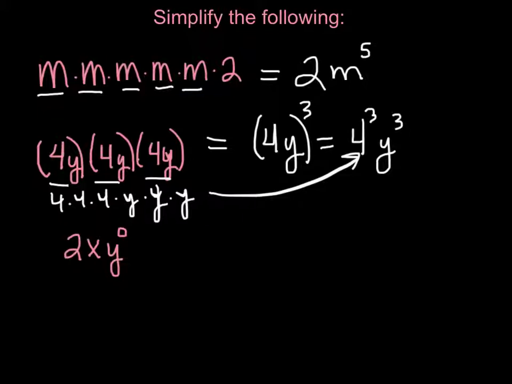Okay. And lastly, what's being raised to the 0 power here? Just the y, not the 2 and not the x, because the 0 just goes with this y. There's no parentheses. So that means 2x times y to the 0. What's anything to the 0 power? 1. And 2x times 1 is just 2x.